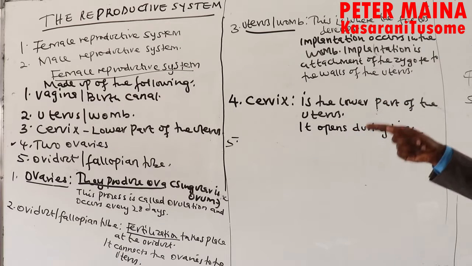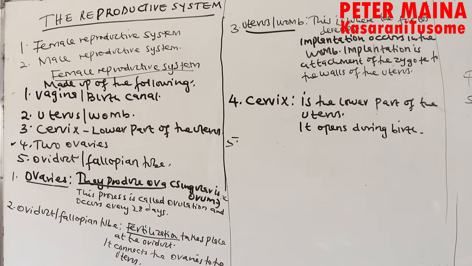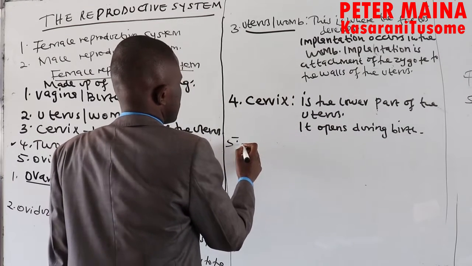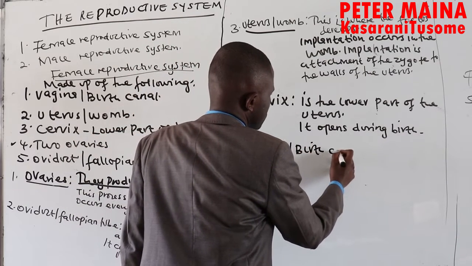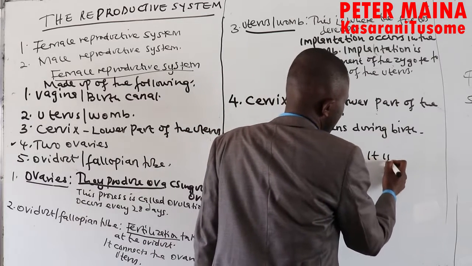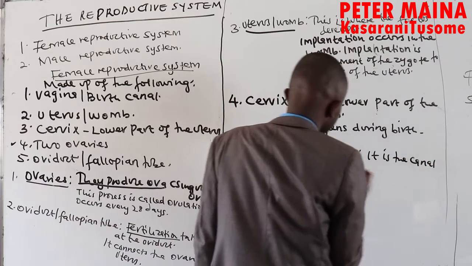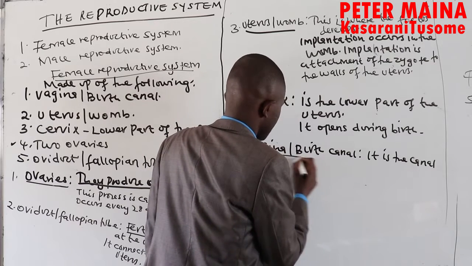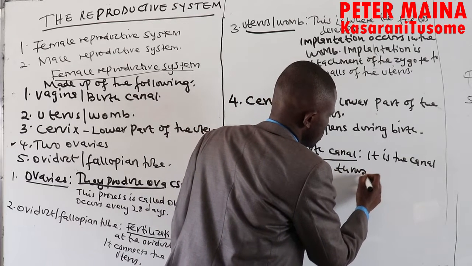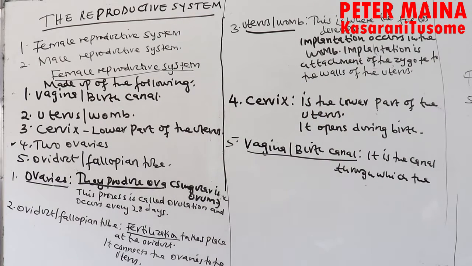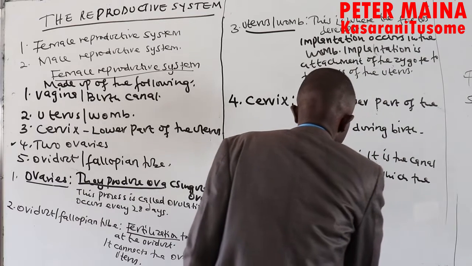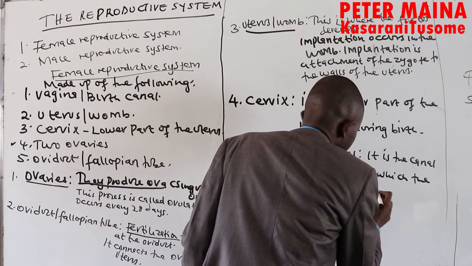Then the next component is the vagina. The vagina, or the birth canal, is the canal through which the baby passes during birth.